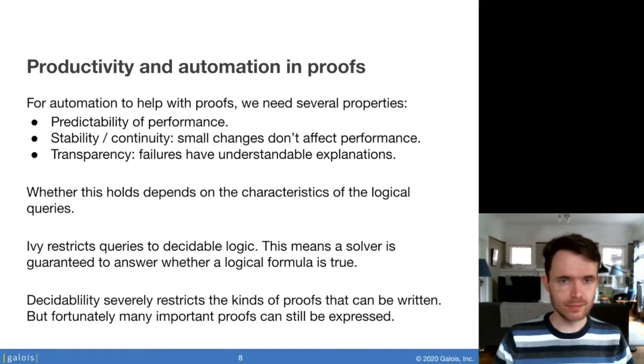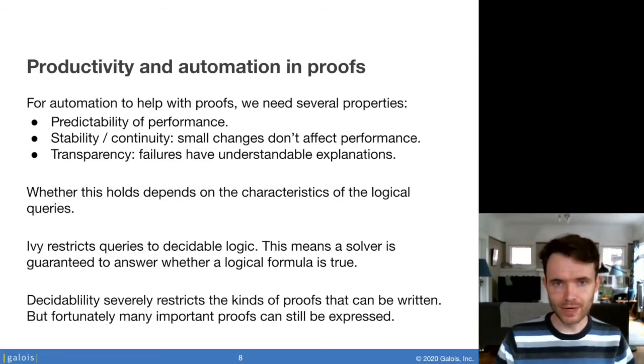A logic is decidable if there's an algorithm that can determine the truth of any formula. Intuitively, this means for any given formula, a solver like Z3 will always answer whether it's true, or if not, return a counterexample explaining why not. So decidability helps with all three goals.